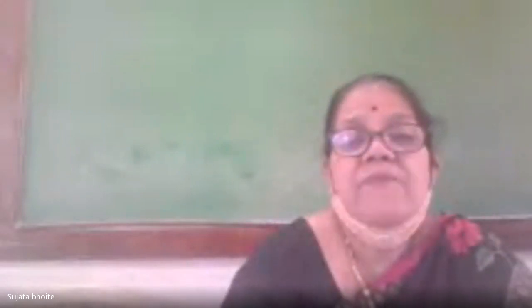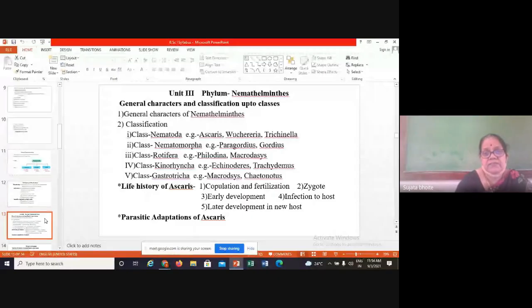Second point is the life history of Ascaris. The life history of Ascaris consists mainly of copulation and fertilization. Second point, zygote. Third point, early development. Fourth point, infection to the host. And the fifth point is the later development in the new host. And the last point is the parasitic adaptations of Ascaris. So these are the points they have mentioned.